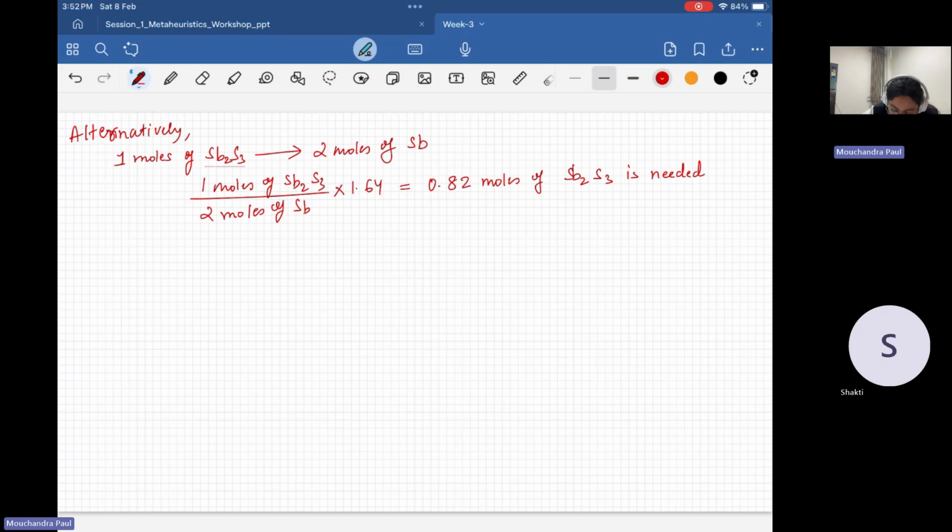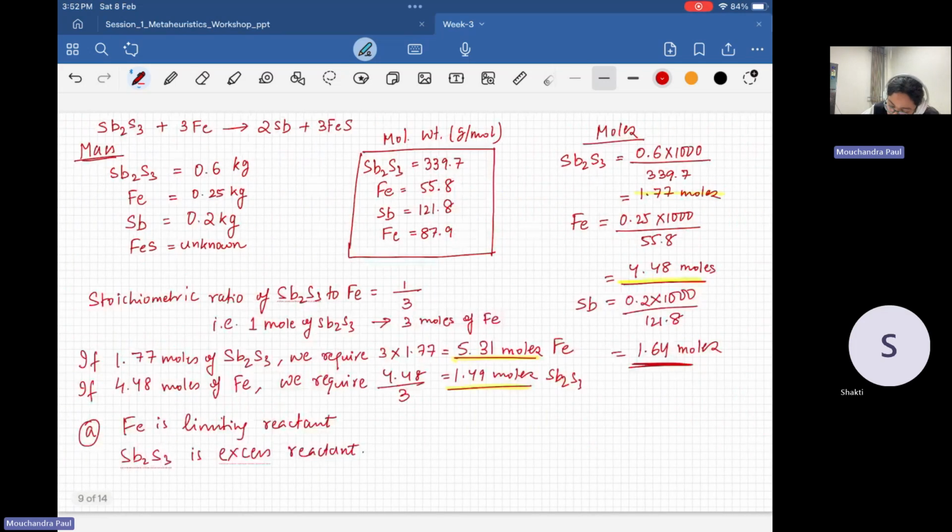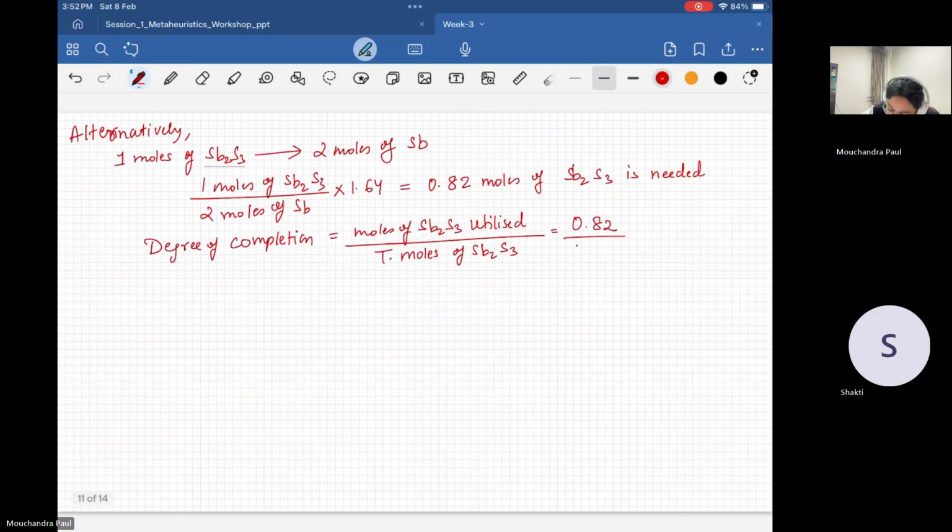for getting 1.64 moles. So degree of completion now will be calculated in terms of Sb2S3. So moles of Sb2S3 utilized that we just calculated by total moles of Sb2S3. So it is 0.82. What is total moles? Total moles is 1.77 moles. Now, if you do this, we'll get close to 0.46.